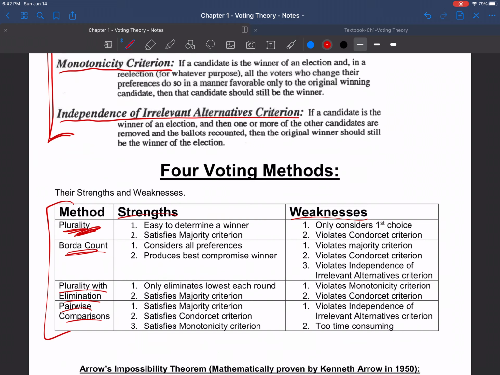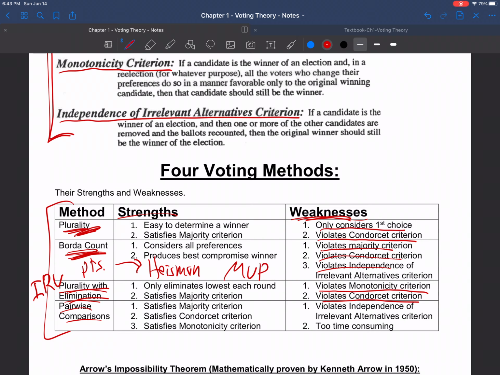You can see it right here. Here's plurality. What are the weaknesses? It only considers your first choice, and it violates what's called the Condorcet criterion. You'll learn about that in the chapter. Here's Borda count, that's the one with the points. You'll learn how to do that, but it violates 3 of the criteria. Plurality with elimination, also called instant runoff voting, is the one used by the Olympics. It violates monotonicity and Condorcet. The Borda count is the one used for the Heisman Trophy and baseball and basketball MVPs.